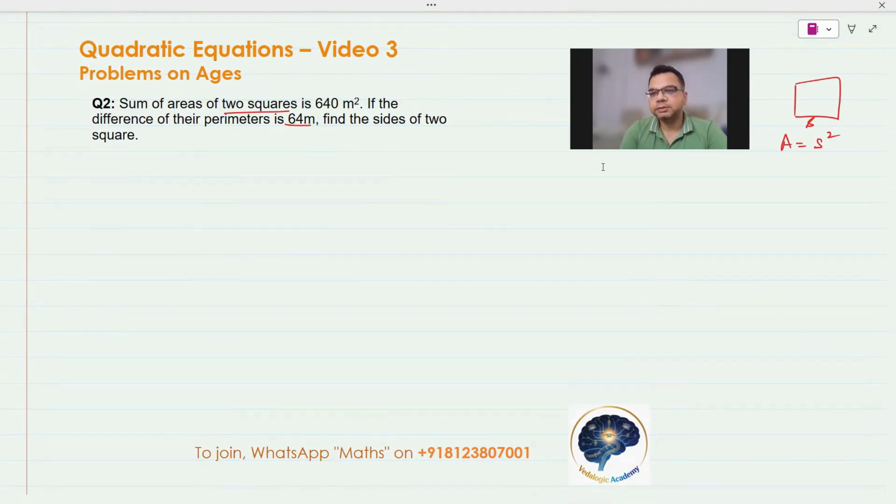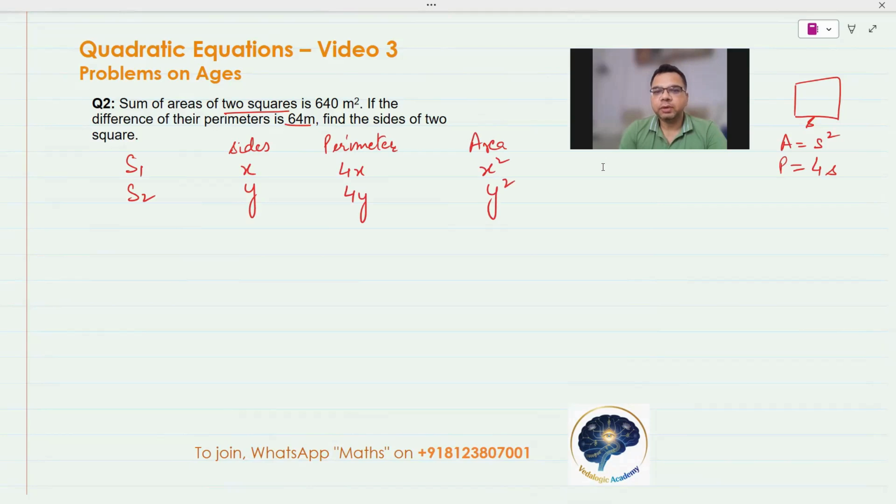So what is the perimeter? Perimeter is 4 times S, addition of all the sides, right? So let's say we have two squares, S1 and S2, with sides x and y. Therefore, perimeter will be 4x and 4y here. Area will be x square and y square. So I think till here it is clear. Whatever is given in the question, now we'll apply it. But as of now, we have found out whatever we can for the perimeter and area of the two squares.